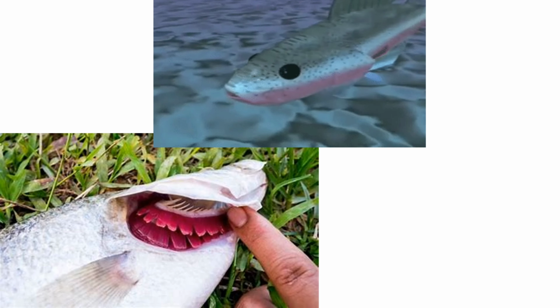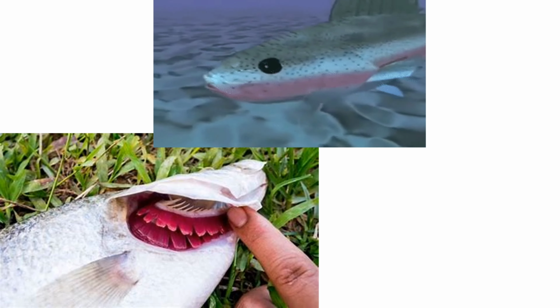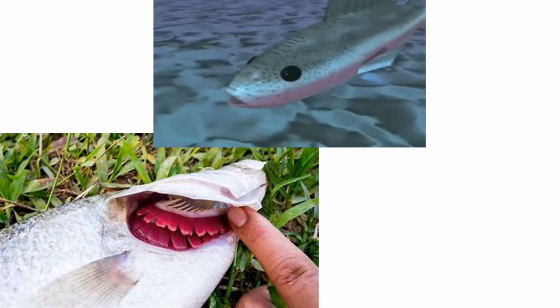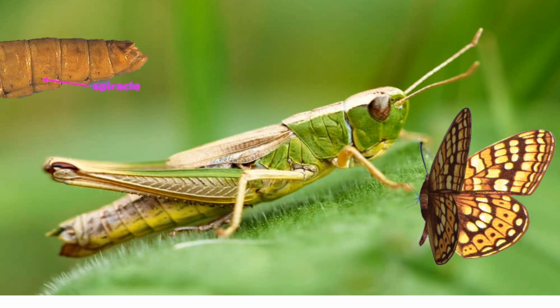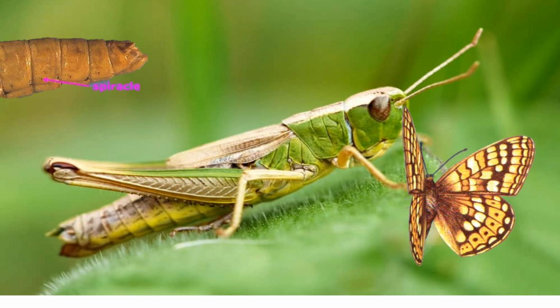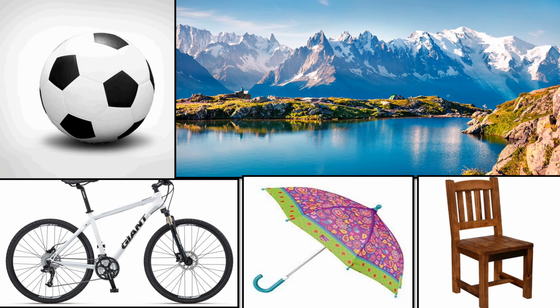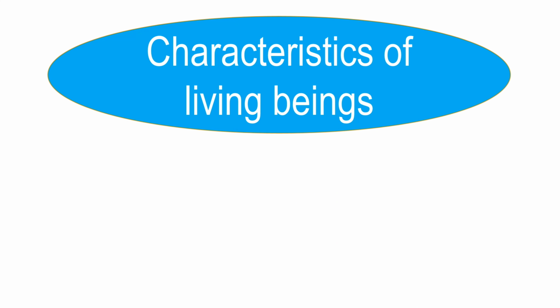Animals living in water like fish, tadpoles, etc. breathe through their gills in water. Insects like cockroach and butterfly breathe through air holes called spiracles in their body. Whereas non-living things do not breathe.